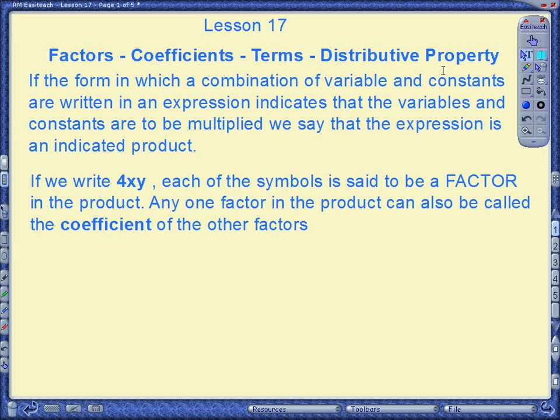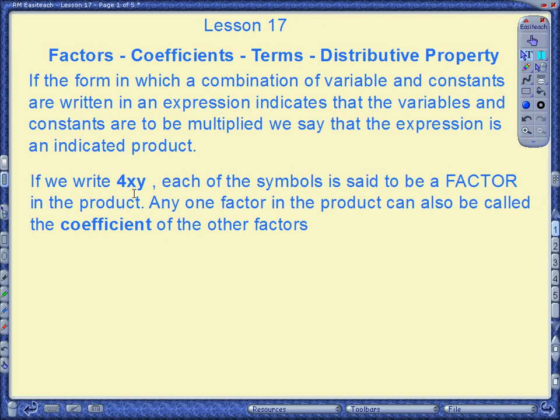Lesson 17 is about factors, coefficients, terms, and something called the distributive property. If the form in which a combination of variables and constants are written is an expression, and the notation indicates that the variables and constants are to be multiplied, we say that the expression is an indicated product.